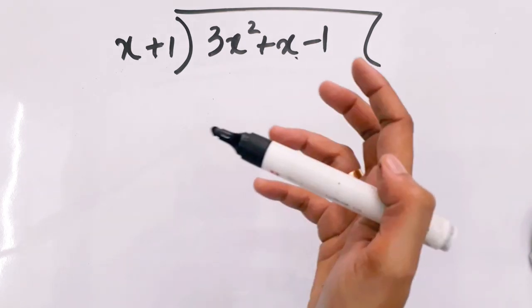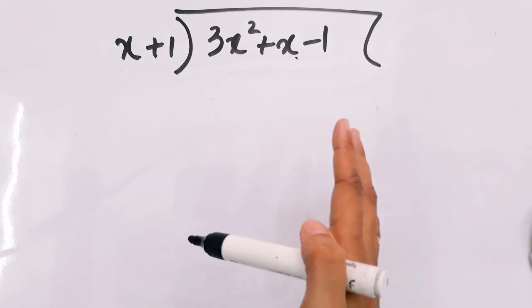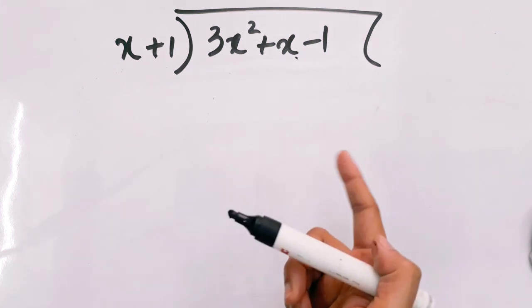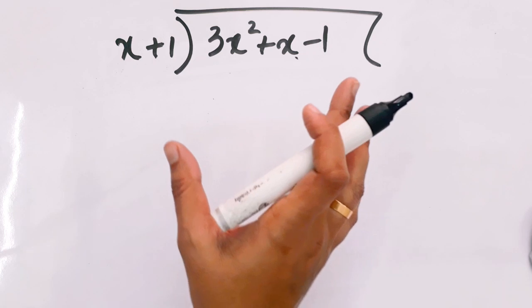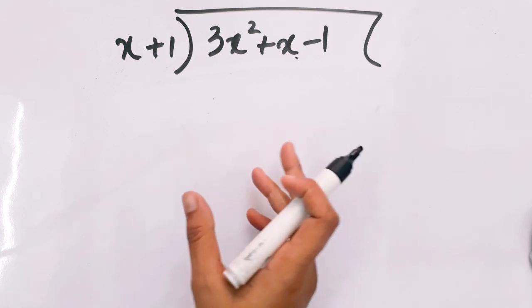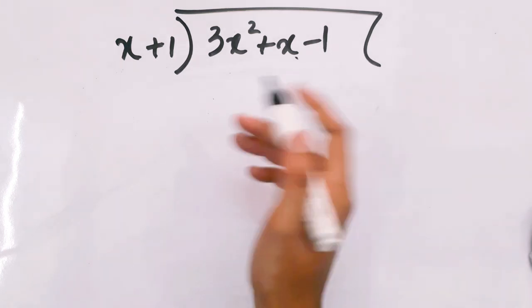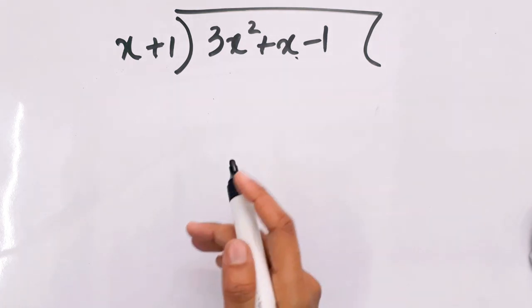What happens if the degrees are not in descending order? I'm going to show that in my next example. So that is the first thing you have to check. If it is not correct, you have to manage the terms. You have to do an adjustment in the terms and then start dividing.